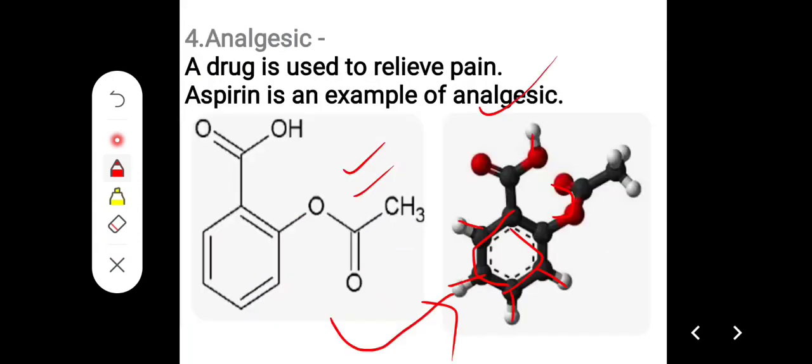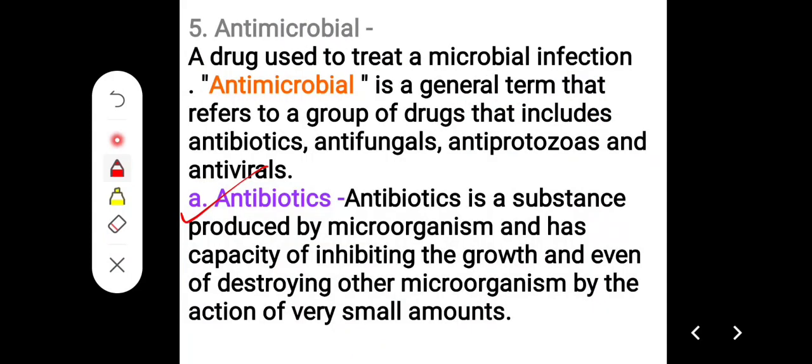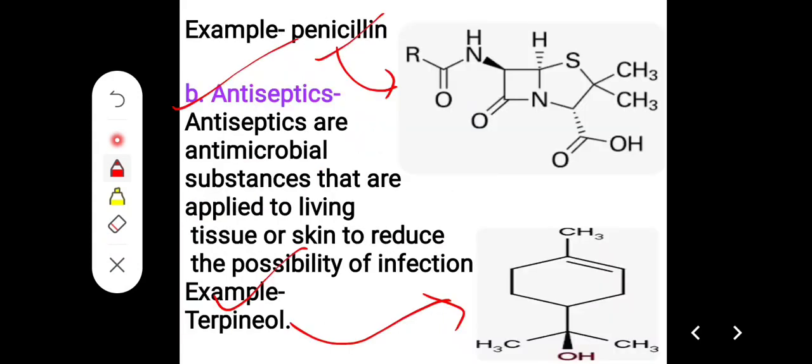So analgesic, a drug used to relieve pain. Aspirin is an example of analgesic. Okay. Antimicrobial, that should be used for microbial infection. Antimicrobial is a general term because antibiotics, antifungals, antiprotozoals all are included in the antimicrobial term. Okay, so first we have to consider antibiotics. An antibiotic is a substance produced from microorganisms that is able to inhibit the growth and even destroy other microorganisms by the action of very small amounts. Okay, as for example penicillin.